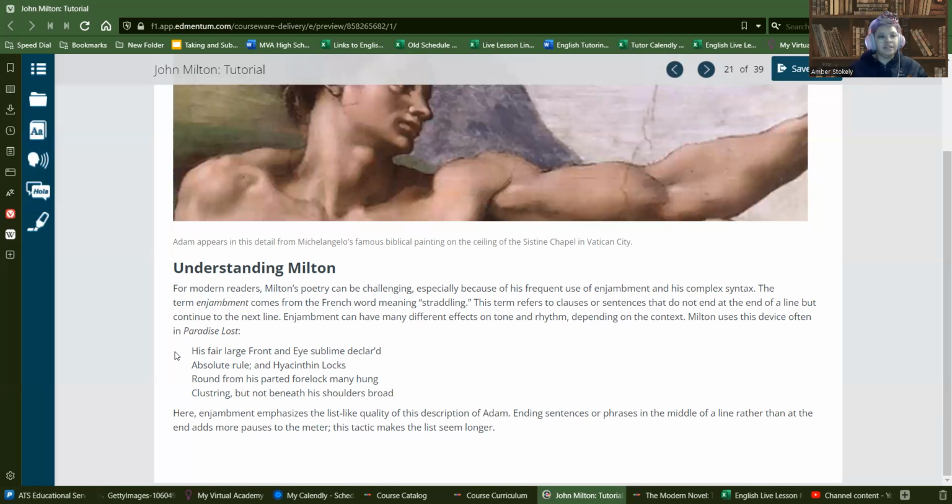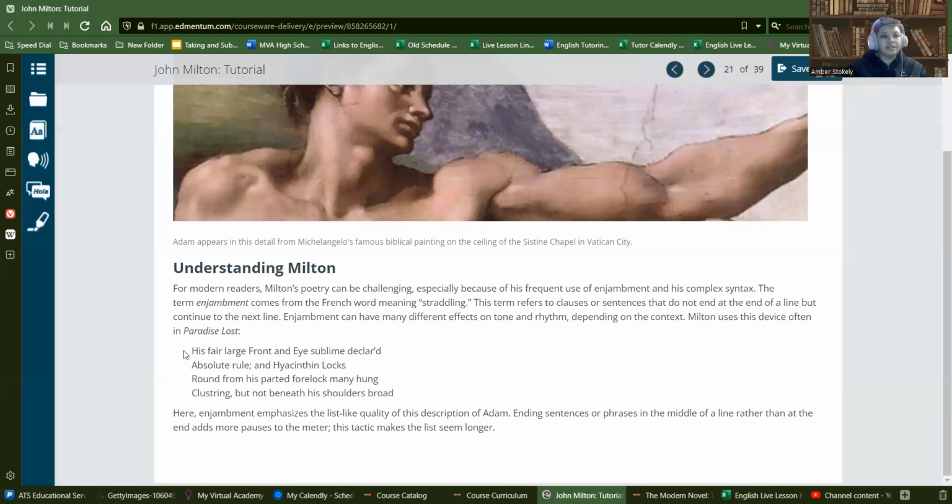So there is basically a pattern of how the syllables sound here. "His fair large front and eye sublime declared." There's sort of a rhythm of these syllables being long and short in these lines. And he cuts them off on purpose to sort of put emphasis on which words start each line and to keep that rhythm in each line. But more importantly, enjambment here emphasizes the list-like quality of his description of Adam.